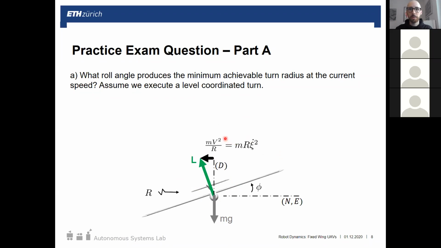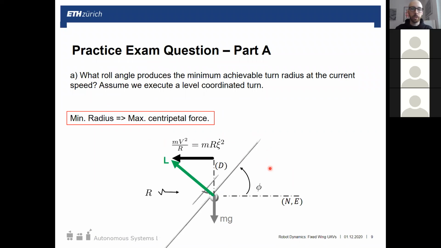So turn radius then would be determined by how much, yeah. So basically the maximum centripetal force we can apply here will give us our minimum turn radius. So how do we generate that maximum centripetal force? The only thing we can do here while still compensating gravity is basically roll and increase this lift vector at the same time. So our lift force as we roll to compensate gravity still needs to get bigger. So we need to increase our lift. But then as we do that, we increase this centripetal force.